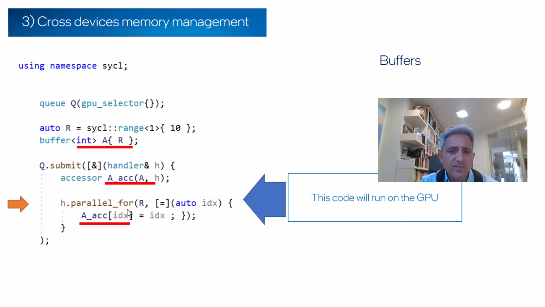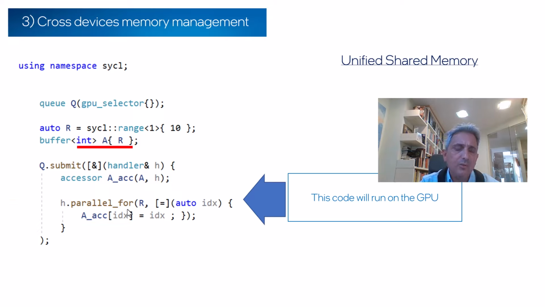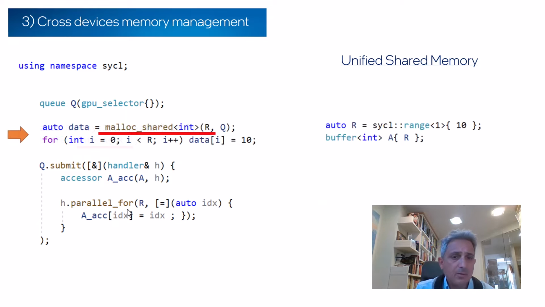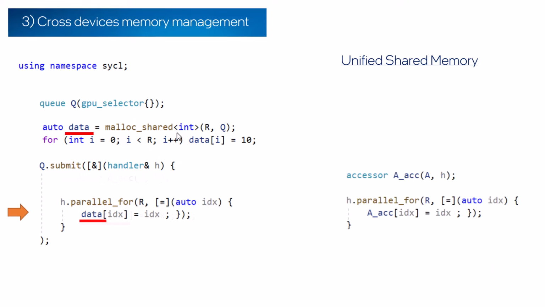I find the usage of buffers to be very elegant, but you can also use unified shared memory if you prefer this style of coding. So instead of allocating a buffer, I'm using here the good old malloc, in this case malloc shared. This range of memory will be shared between the host and the device. And there are, of course, multiple ways to do that. But the nice thing is that the data, our array, is visible to all devices: CPU, GPU, and others.